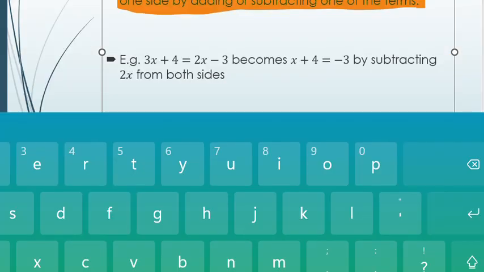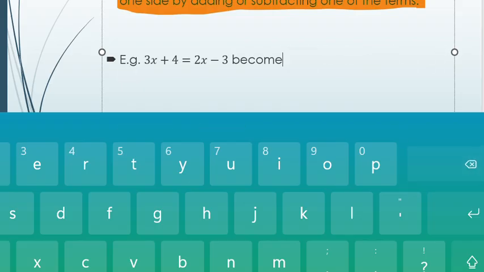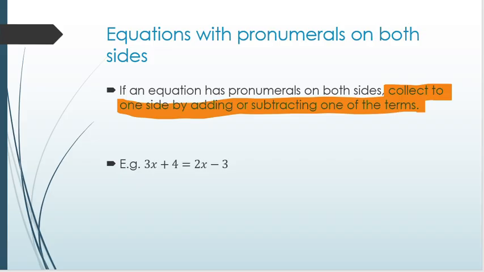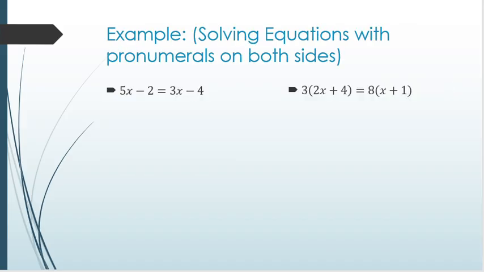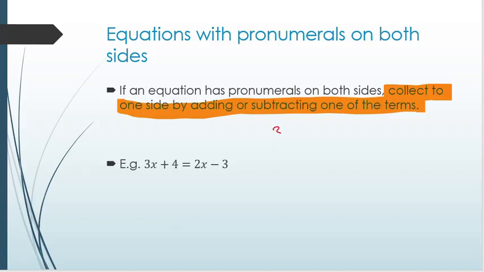So I will actually just get rid of some of this. Oh, edit text. So I'll use my example here as 3x plus 4 equals 2x minus 3. I'll just rewrite this out again.